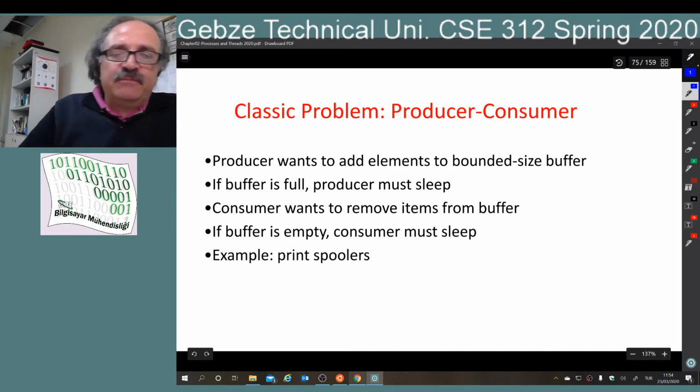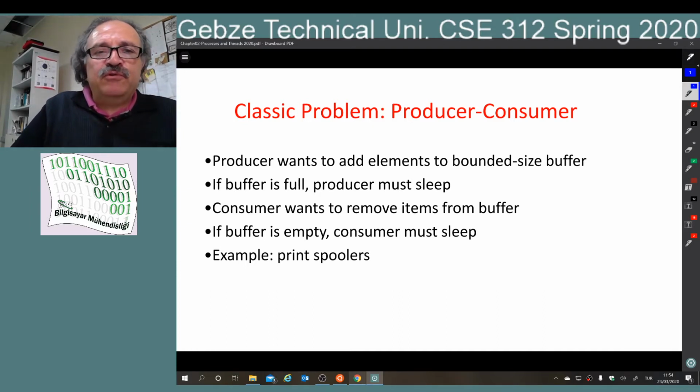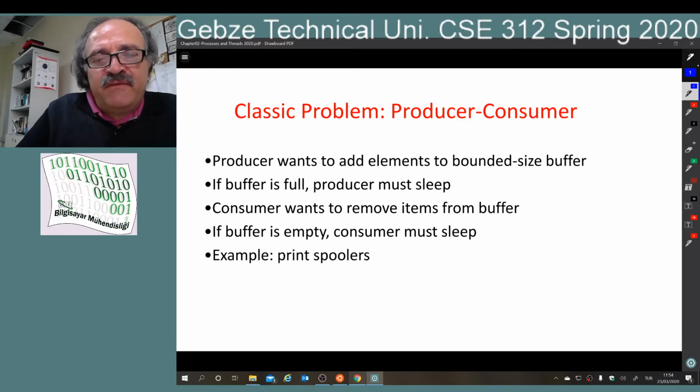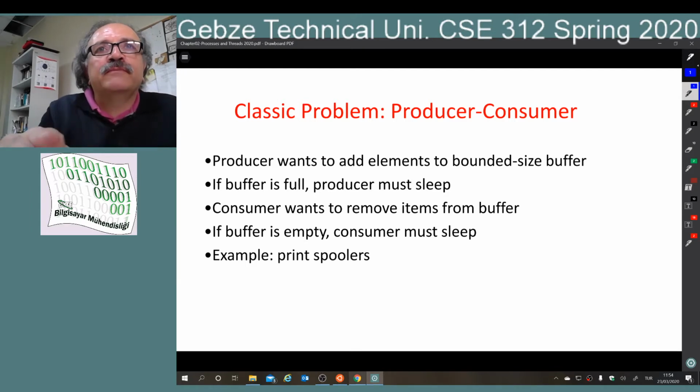Let's look at this problem more carefully. We will produce something and put it in a buffer, and if the buffer is full, I have to sleep. For the consumer side, if the buffer is empty, then I need to sleep. I don't go into an infinite loop.